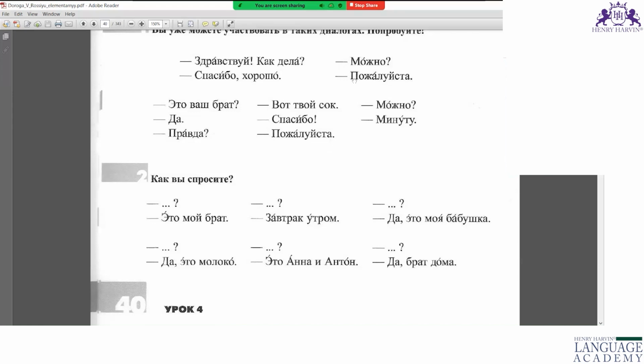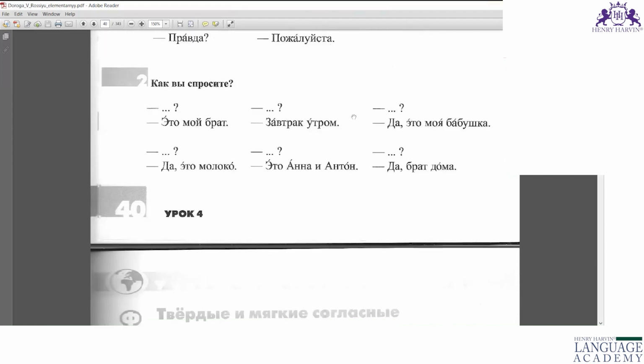I just wanted to say that the word пожалуйста means both "please" and "welcome." Можно минуту? May I? One minute. For example, somebody wants to come in and they ask, "Can I, may I?" You say минуту, one minute.